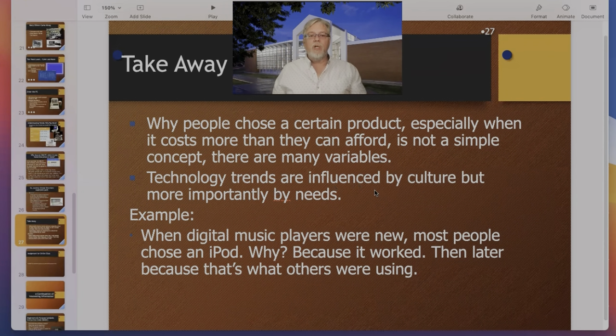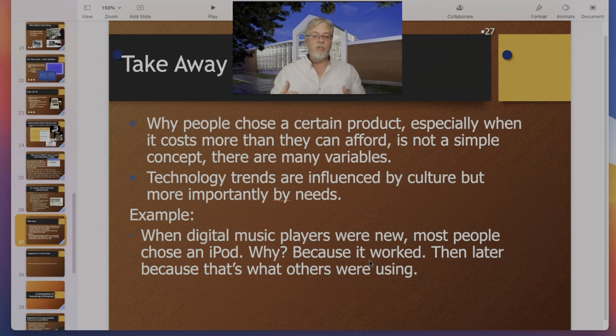Technology trends are influenced by culture, but more importantly, by needs, what somebody needs. For instance, here is a little small example. When digital music players were brand new, most people chose an iPod. Why? Because it worked. Now, I was around and working at that point, and I was not an Apple fan, so I really didn't want to get an iPod. I used other stuff. HP was actually the first vendor for digital media players.